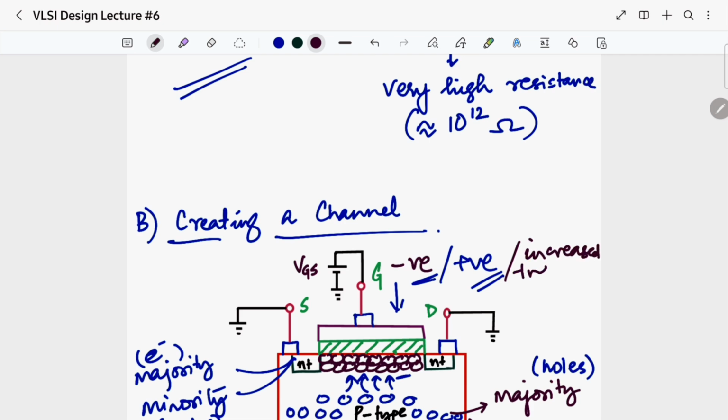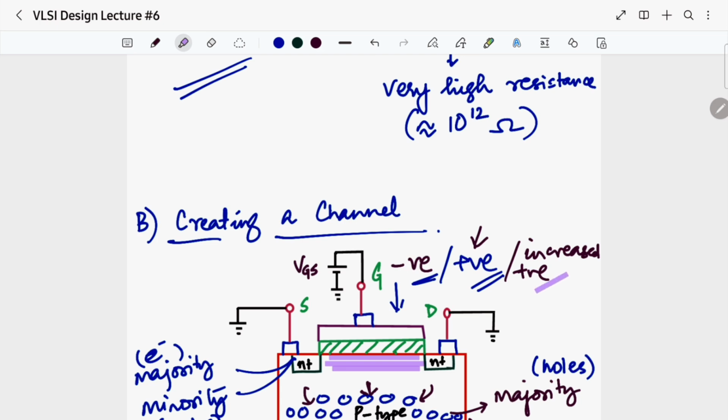Increased positive voltage at gate. Okay, so now when I had given a small positive voltage at gate, what happened? It repelled the majority holes into the bulk, and by doing so, what did we get? We got a void between our two n plus regions.